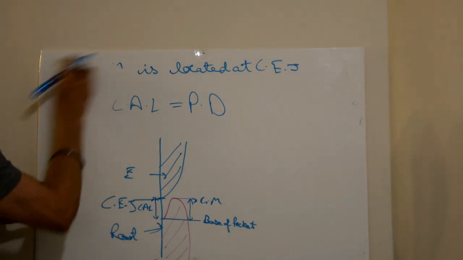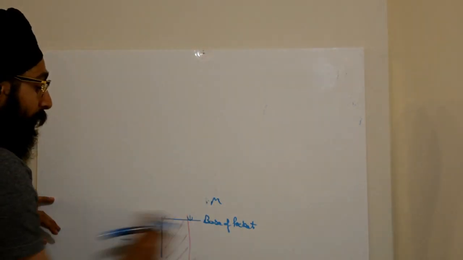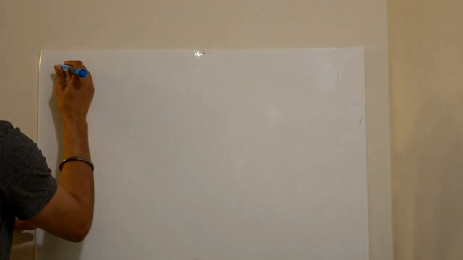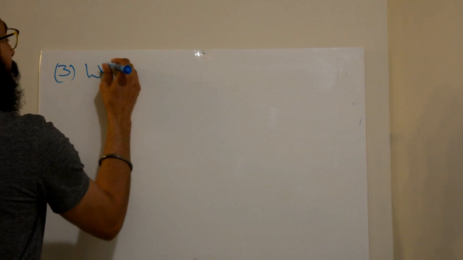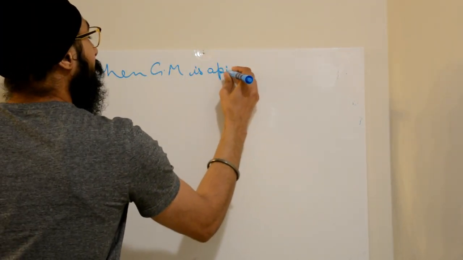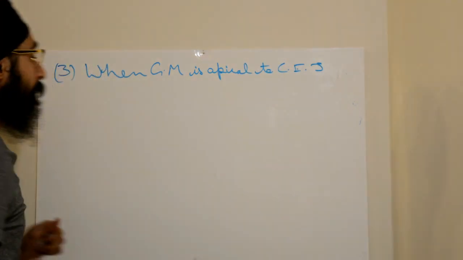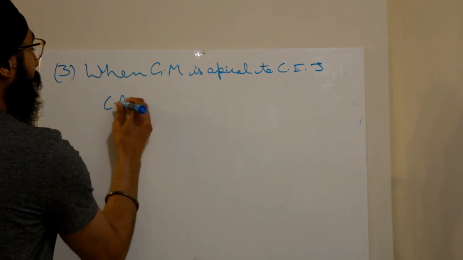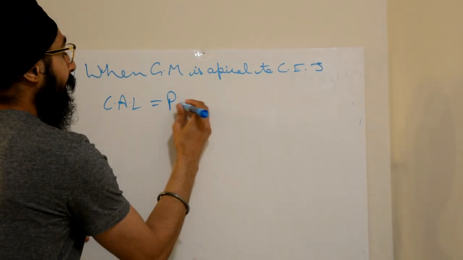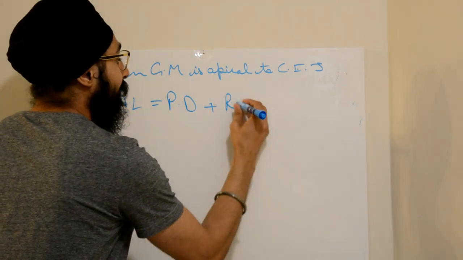Now there is a third scenario. The third scenario is when the marginal gingiva or gingival margin is located apical to the cemento-enamel junction. When the gingival margin is apical to the cemento-enamel junction, then in this case, how do we determine clinical attachment loss? In this scenario, clinical attachment loss will be determined by adding probing depth and recession.